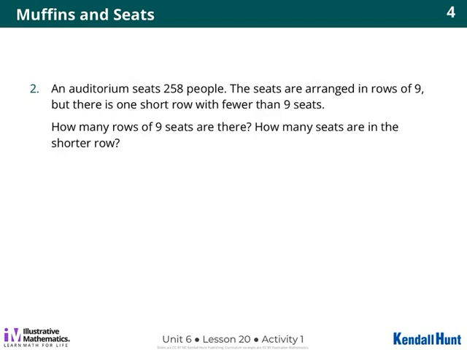Then number 2, an auditorium seats 258 people. The seats are arranged in rows of 9, but there is one short row with fewer than 9 seats. How many rows of 9 seats are there? How many seats are in the shorter row?